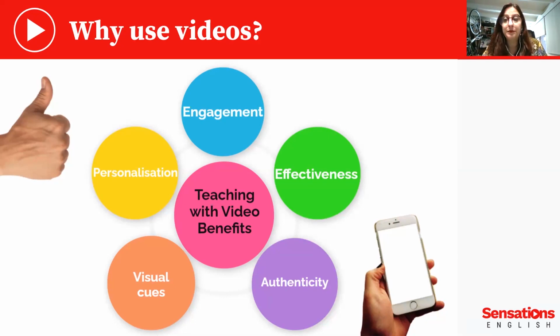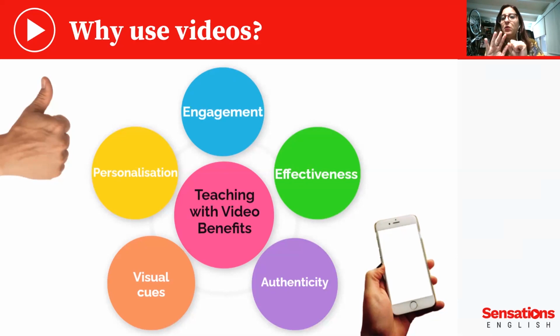The last benefit is personalization. And personalization can mean a lot of different things. But for example, it can mean that you can choose the same video, specifically in the case of Sensations English, where you have access to a video on a topic, and the same video is graded in 5 different levels from A1 to C1.